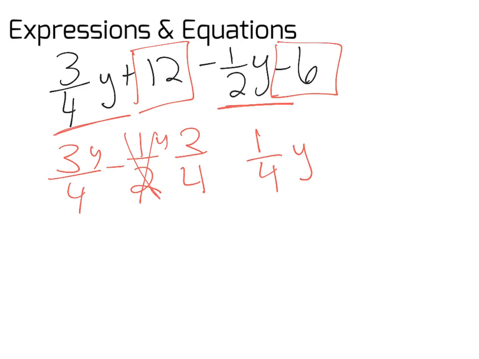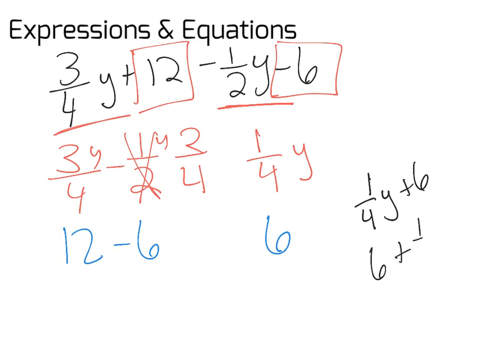Then I need to look at my other ones. I'm going to change my color just so you see that these are another like term. I have 12 minus 6. Well, that's simple enough. That's just 6. So my final simplification of this expression is going to be 1/4 y plus 6, or 6 plus 1/4 y. However you want to write that, either way is fine.